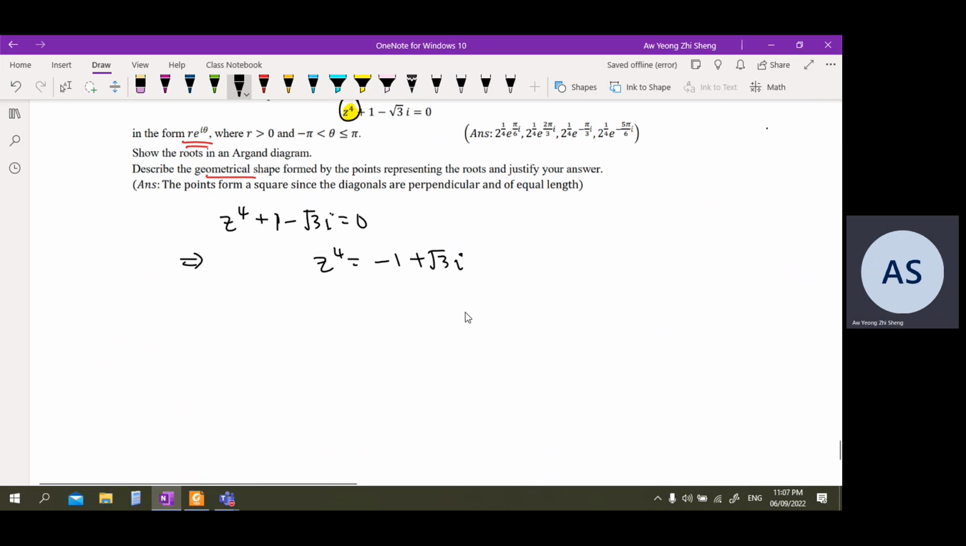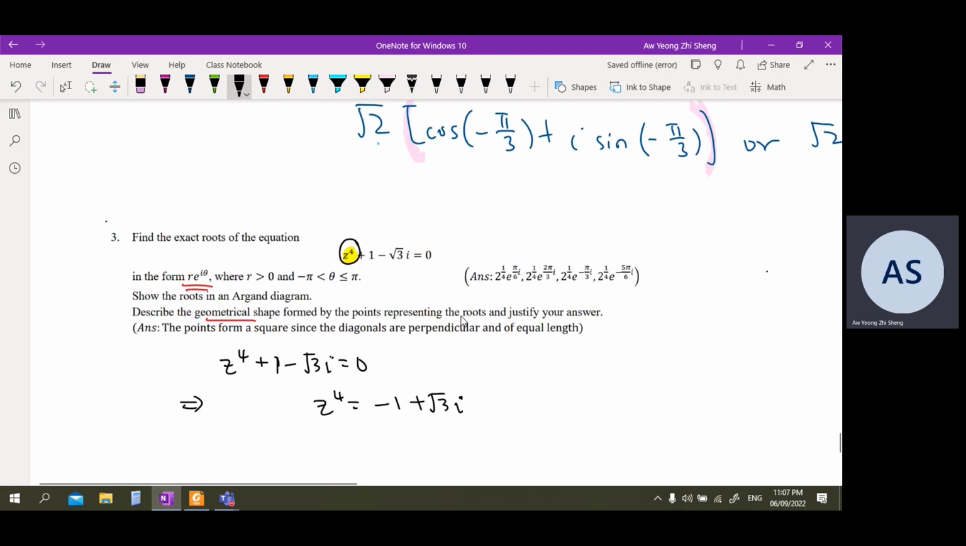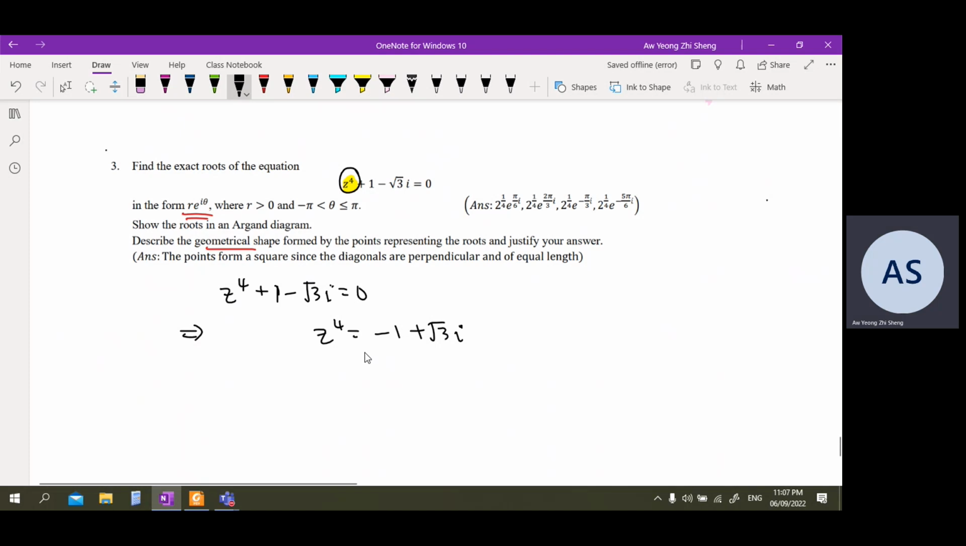So we follow the procedure as in example 9, where step 1, we will convert the complex number on the right hand side to become a polar form. And here we would prefer exponential form. We prefer exponential form because our final answer, they want it to be in exponential form.